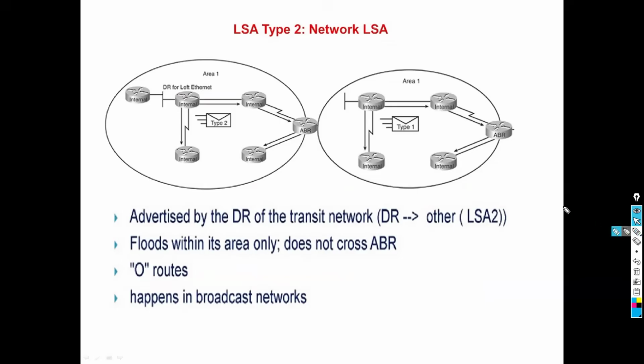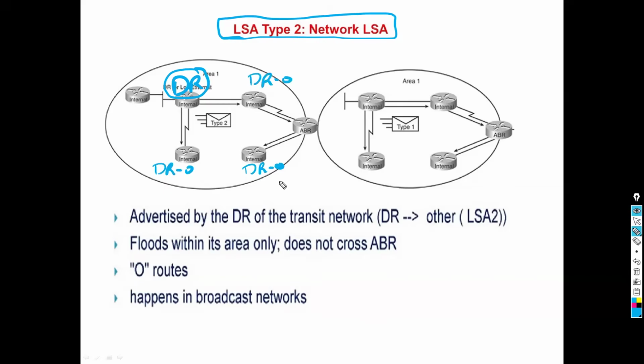Let's talk about LSA 2, then you can get proper information about LSA 1 and LSA 2. What is LSA 2? This is called the network LSA. This one is your DR router, the designated router, and the rest are DR other routers. The network LSA, LSA type 2, is advertised by the DR router.